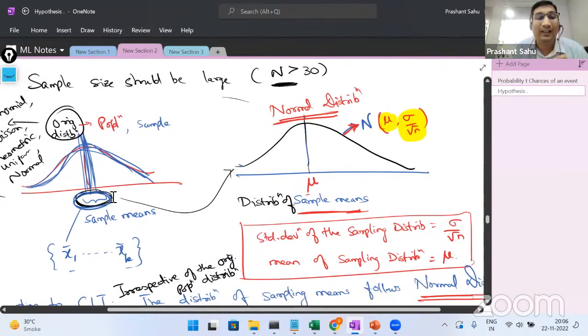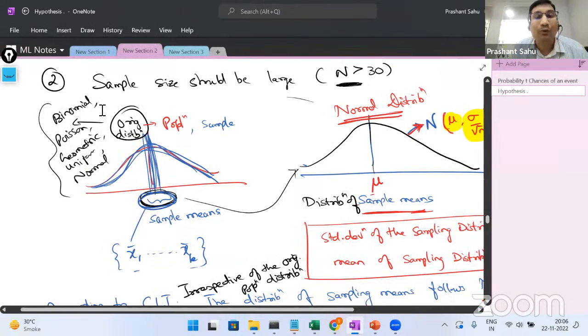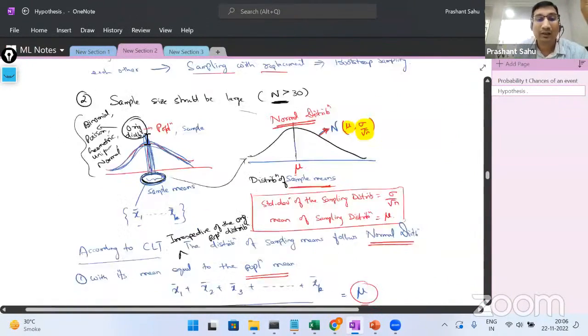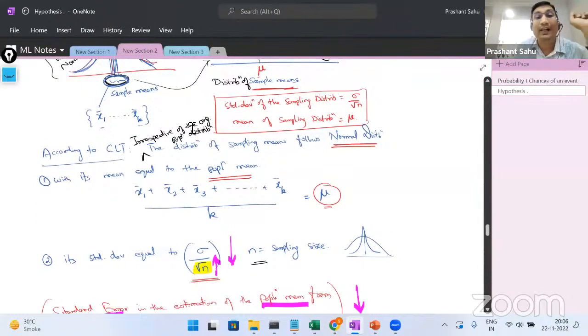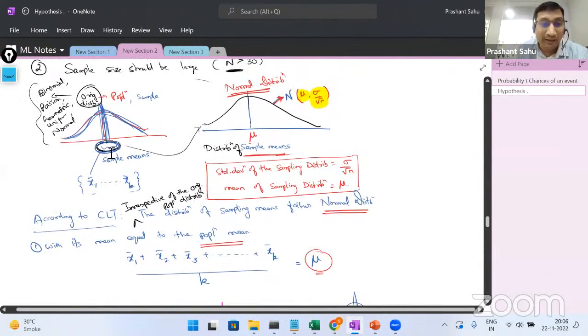So what does the CLT say? The original distribution could be anything. It could be binomial, Poisson, geometric, uniform, or normal. There is no constraint. So the statement says, irrespective of the original population distribution, the distribution of the sampling means always follows a normal distribution. So if I take the distribution of the sample means, I will always get a normal distribution, right?